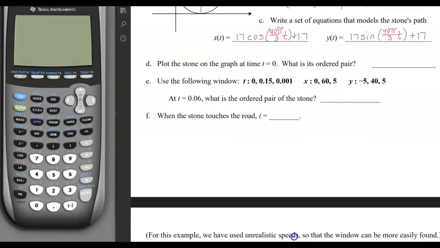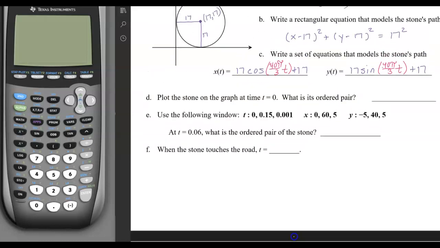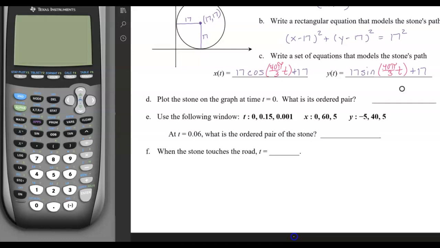Any questions on finding those parametrics? Okay, so the next thing it asks is for us to plot the stone on the graph at a time of 0. So we could do this mentally or algebraically by plugging in 0 for t, but with this 40 pi over 3 times, I guess we could easily do this mentally. But our brains are fried, so let's go ahead and just use our calculator.